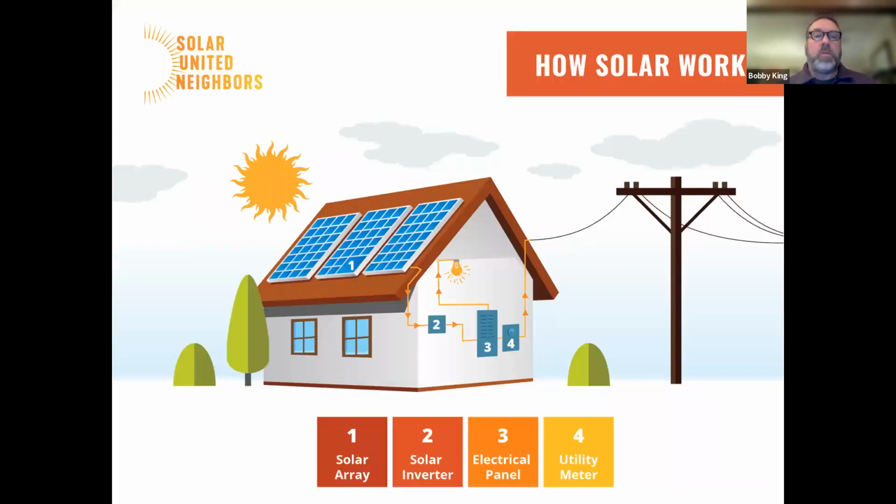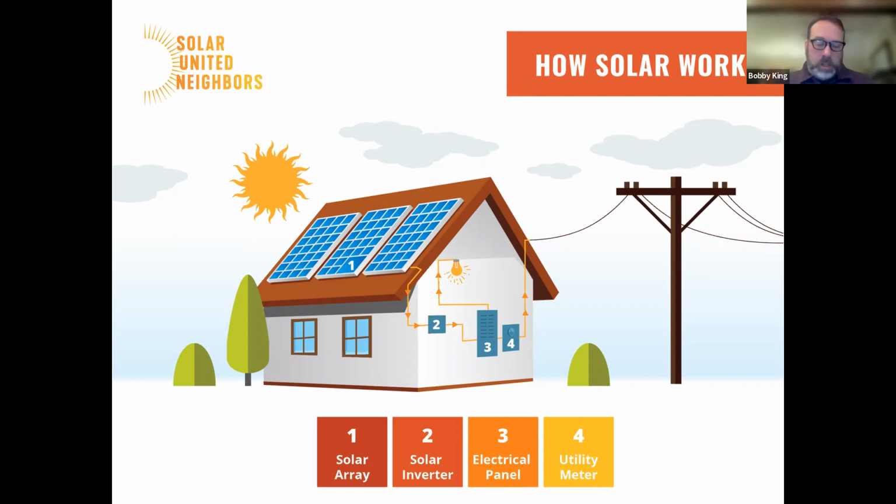Next slide there. So here's the basics of a solar array, how it works on your home. On your roof, or it could be on the ground, you'll have a solar array that produces direct current, DC current. It'll flow to an inverter, which converts it into alternating current, which is the kind of current used in your home. From there, it'll go to your electrical panel.